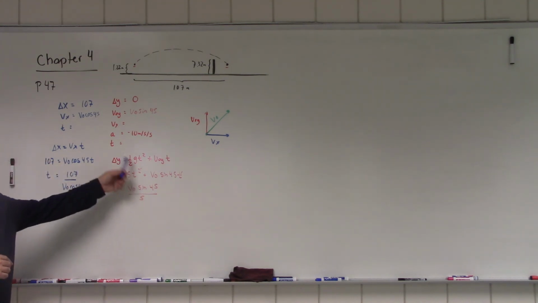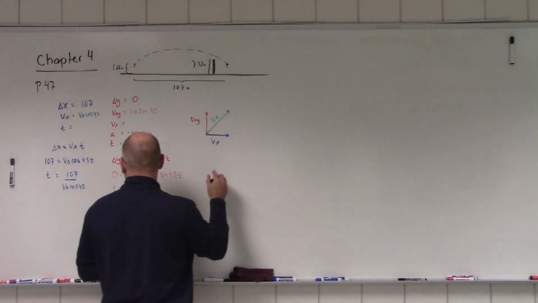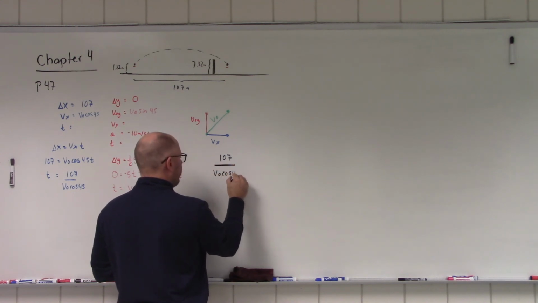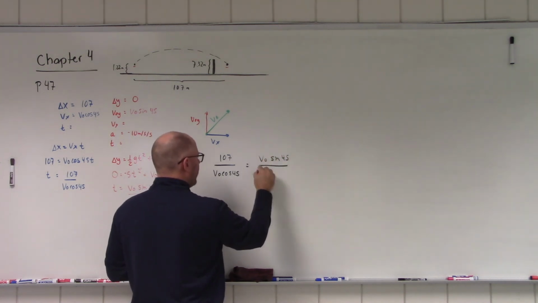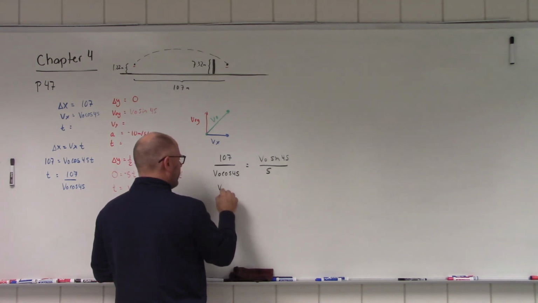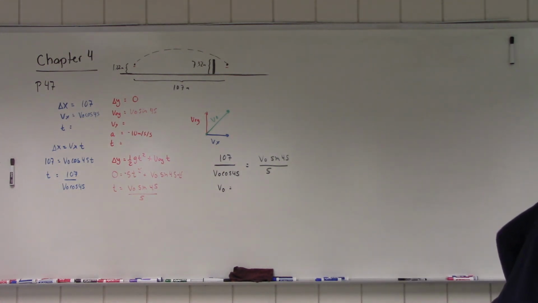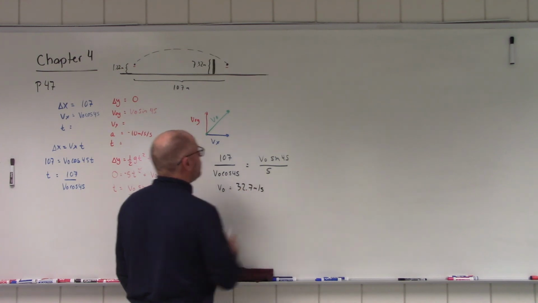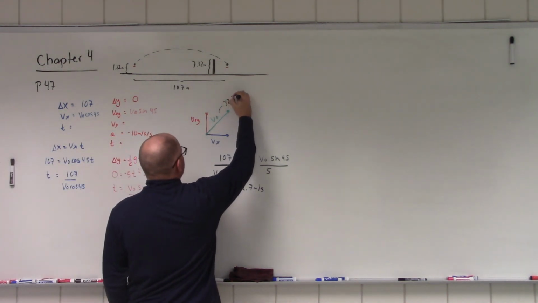Now what I like about this problem is sine 45 and cosine 45 happen to be the same thing, so it makes the algebra a little bit easier. But I'm going to take these two t's and set them equal to each other. So I have 107 divided by V0 cosine 45 is equal to V0 sine 45 divided by 5. So I can solve for V0, okay, and 32.7 meters per second. So that is the launch speed. So that's right here, 32.7 meters per second.